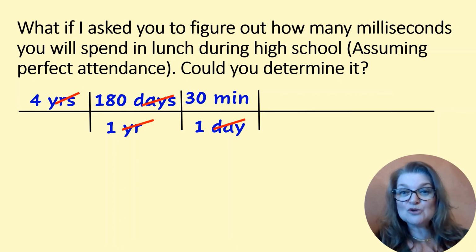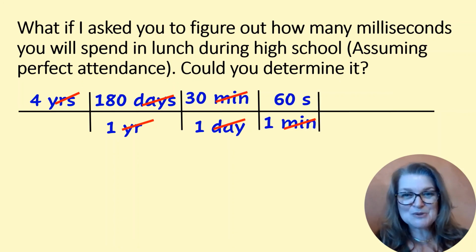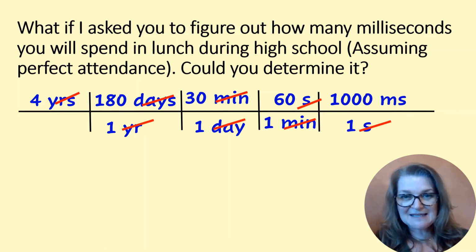1 minute is equal to 60 seconds. Minutes go in the denominator, seconds in the numerator. And then there are 1,000 milliseconds in 1 second. Seconds go in the denominator, milliseconds go in the numerator. So we set up all our conversion factors so we can cancel out the units. All that's left for our unit is milliseconds. So now we're ready to do the math.